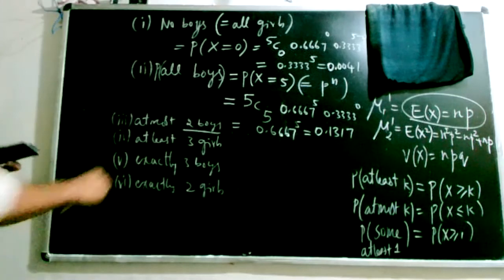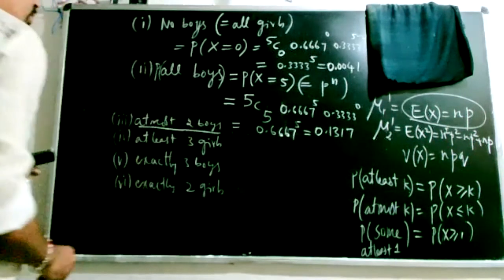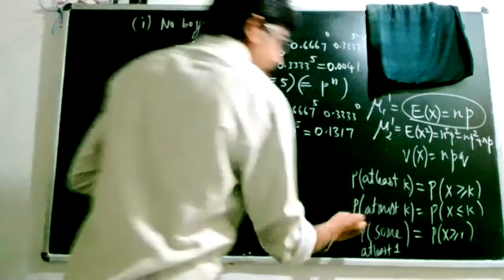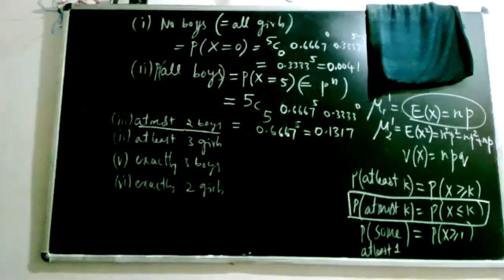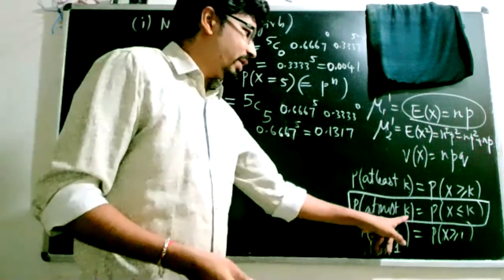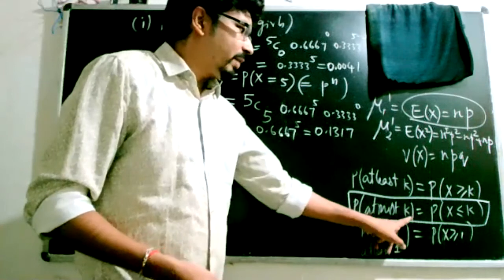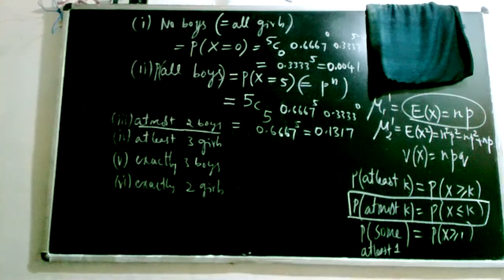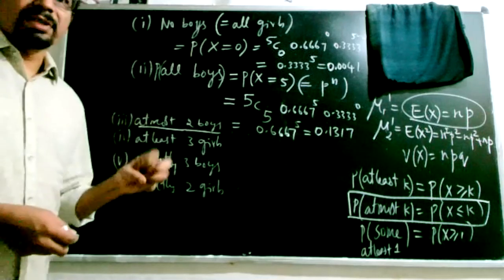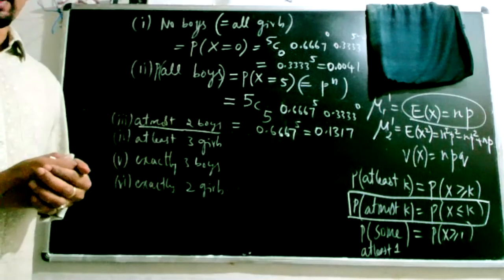Now, the third question is at most 2 boys. We have the definition that at most k is nothing but P of X less than or equal to k. So at most means we are defining the bound for the maximum. Whatever may happen, we are not worried, but we are worried that the maximum should be k. Like, for example, bring at most 5 apples: however many apples you bring is fine, but it has to be within 5.